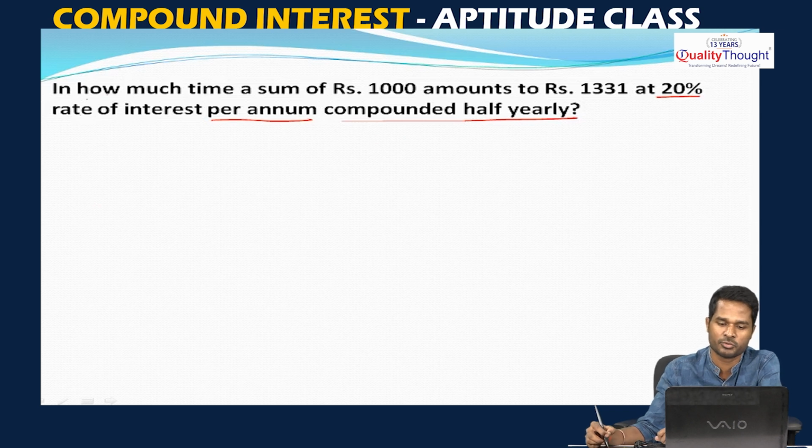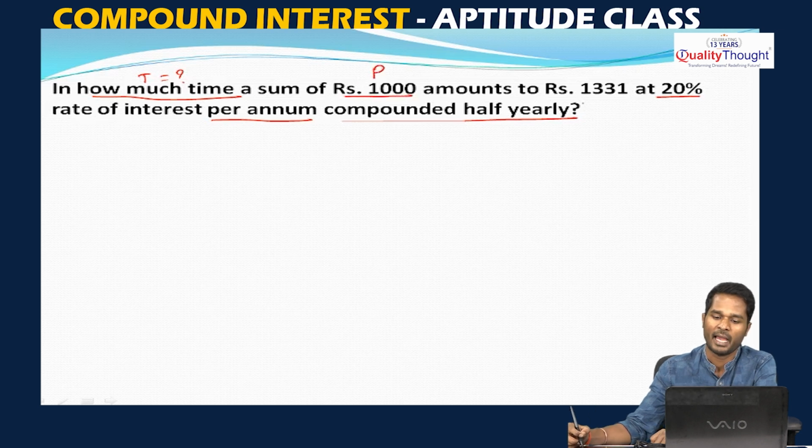Now what we need to find in this question? We need to find in how much time, so we need to find the time. A sum of 1,000 rupees means we have the P value, that is 1,000 rupees. Amounts to: we have discussed this word. Whenever you see the words amounts to, the value after it will become the total amount. That means in this question the 1,000 rupees is becoming 1,331 rupees including the interest.